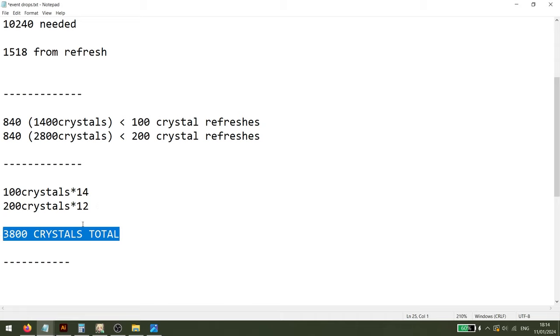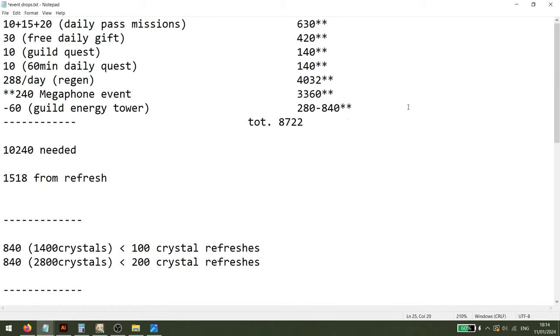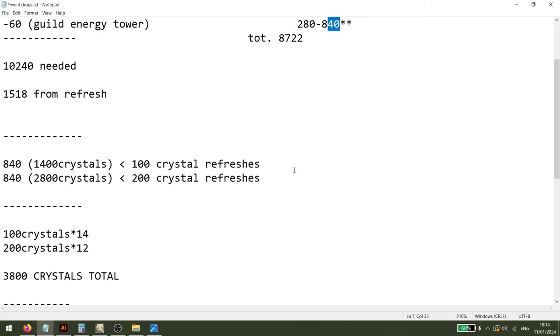And in total, just for the refreshes, that will only cost 3,800 crystals. And that's not even counting the daily guild tower energy that you can get. If you have a maxed out one, you add that 840 and that basically total crystal price drops down to 1200. So as far as completing the event, super super cheap.